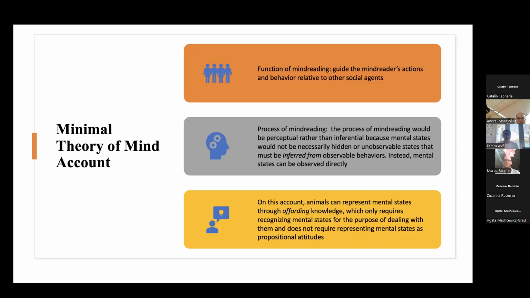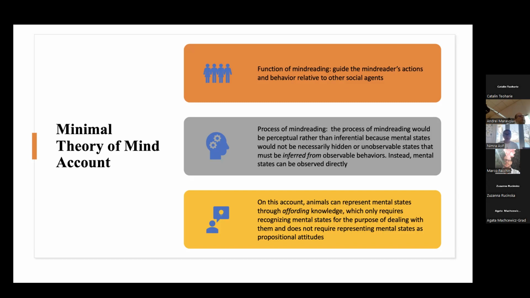And the process of mind reading on this account is also very different from the standard view. It's perceptual rather than inferential, because mental states on this view are not seen as hidden or unobservable states that need to be inferred from observable behavior. Instead, mental states can be observed directly, just like we can perceive concrete things in the world or abstract perceptual objects. The important Millikanian idea here is that perception consists in non-inferential recognition of affordances, which, as I explained earlier, are aspects of the environment that afford the possibility of various actions to the perceiving animals. So perception consists in the recognition of abstract patterns that guide action.